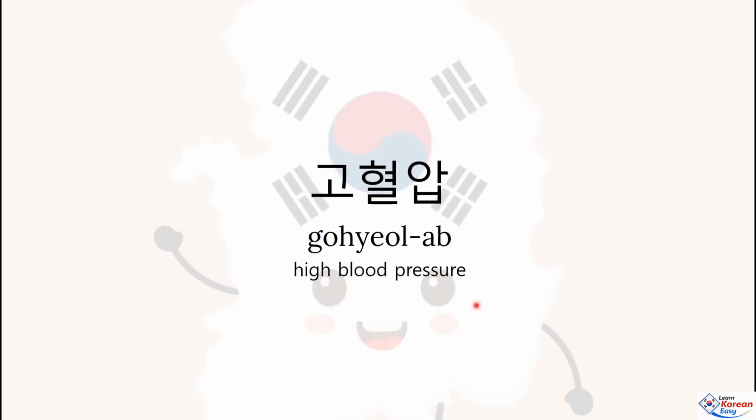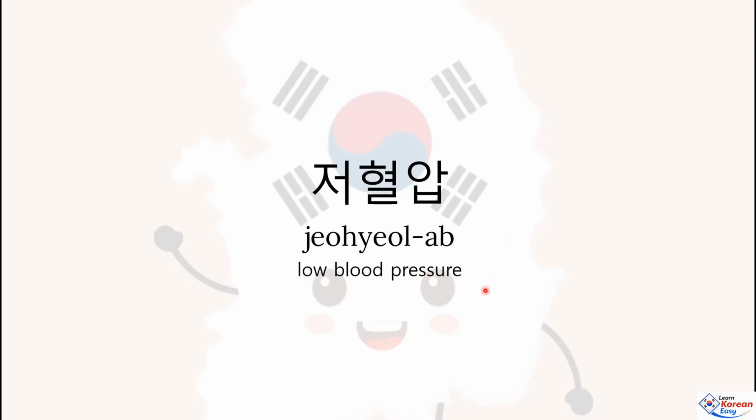고혈압. 고 means high, so 고혈압. If you read it fast, 고혈압. Okay, next one. The opposite of high blood pressure is low blood pressure. 저혈압. Okay, good.